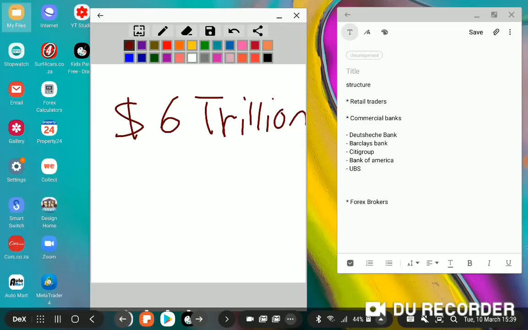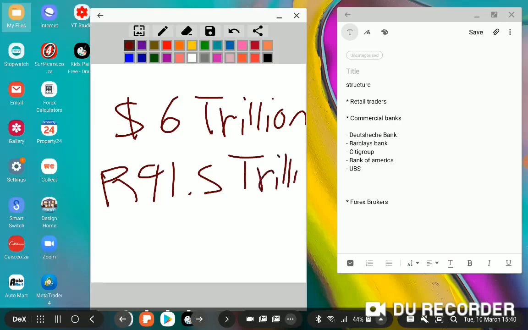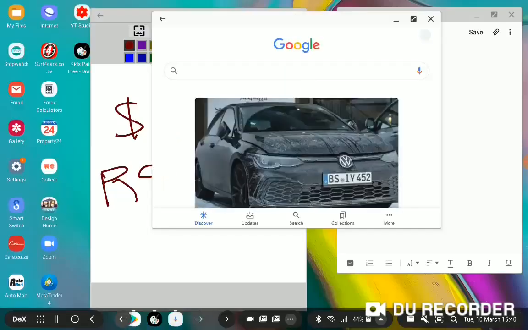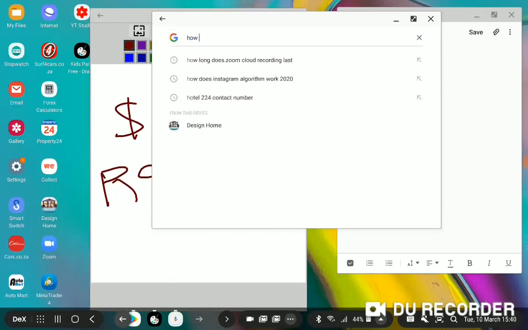Keep in mind, this figure is not final. This figure is based on the past. It might change in the future, meaning that when you do your research, you might find a different figure. Just don't bite me for that. This is what I found when I was doing my research, right? Now, 6 trillion, which is equivalent to South African rand, is about 91.5 trillion. 91.5 trillion South African rands on a daily basis. I'm just not sure whether it's on a daily basis or it's yearly, but let's rather Google it, just to make sure.